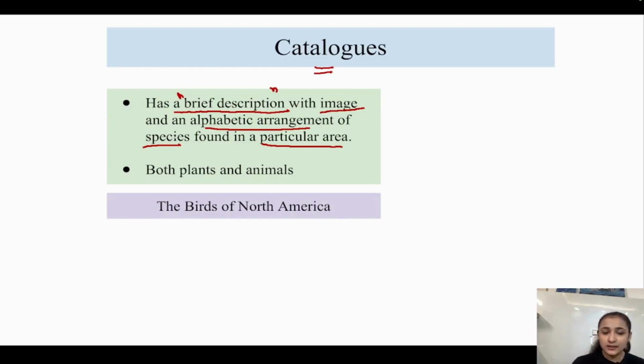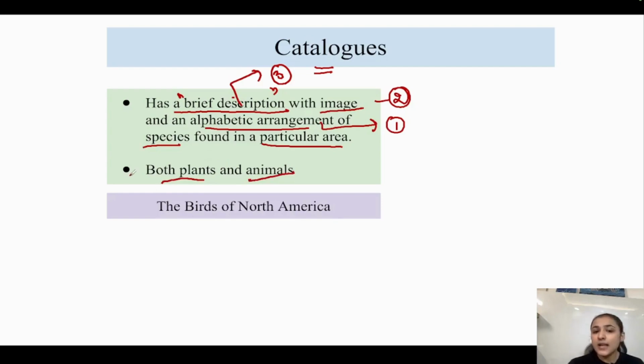It would contain the list of species found in a particular area in alphabetical order, number one. An image would be present for each species, and a brief description for that species would also be there. Catalogues also exist for both plants and animals. Example is the birds of North America. All the birds in North America, their images and their listing in alphabetical order along with their brief descriptions would be present in a catalog.